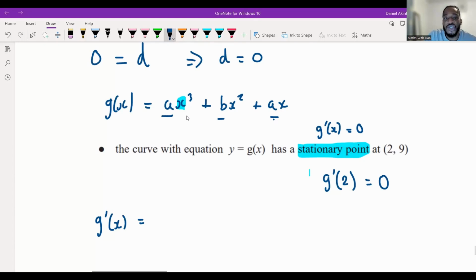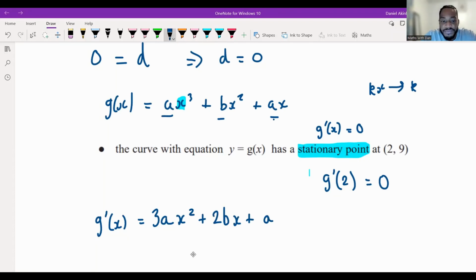So if I was to differentiate this, the 3 will go to the front. It's going to be 3a and then x squared, because the 2 will drop down. And then plus 2bx, right? And then remember, when you differentiate kx, you go to k. So differentiating ax will go to a. So you get this here. Does this make sense, guys? Yeah, we all happy with this.